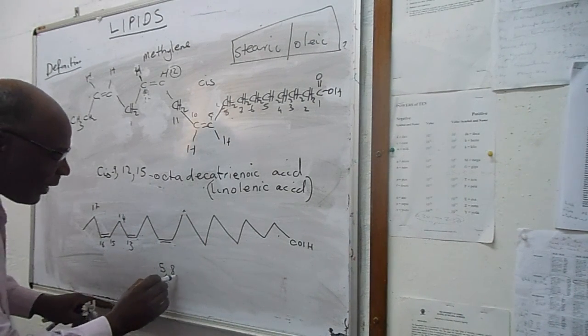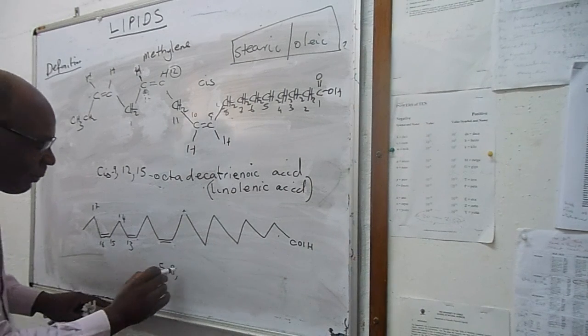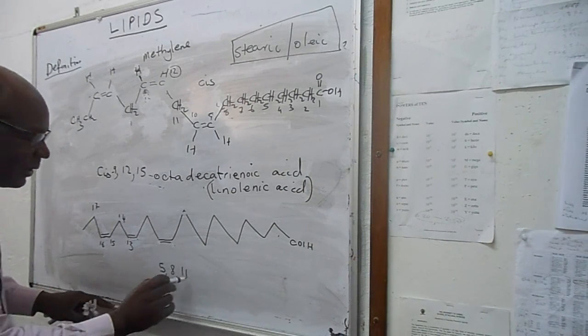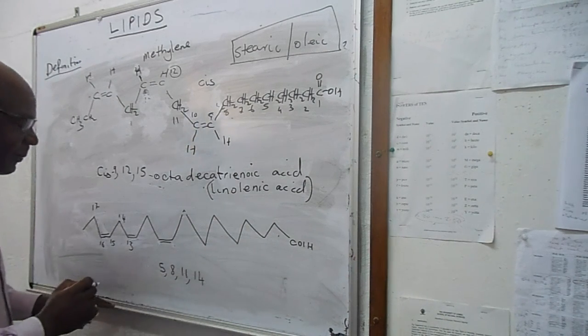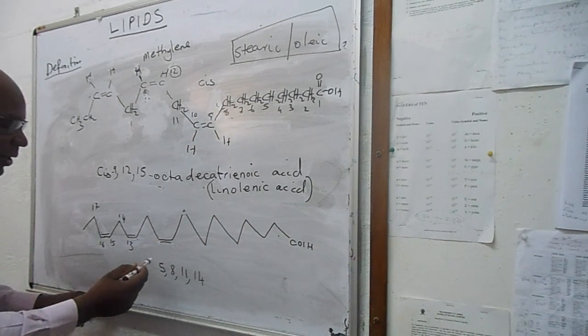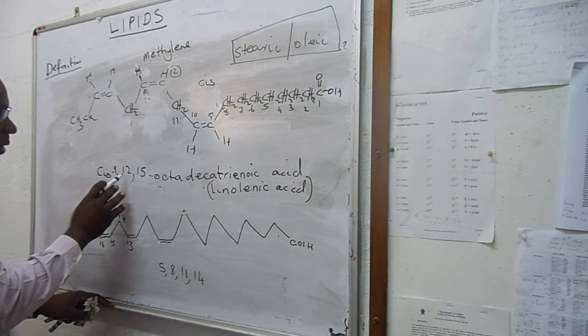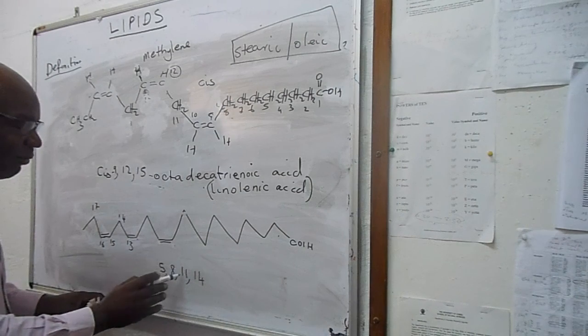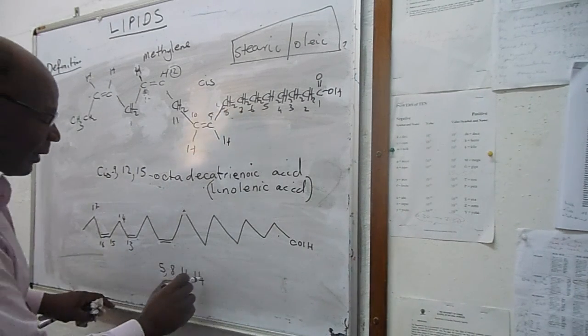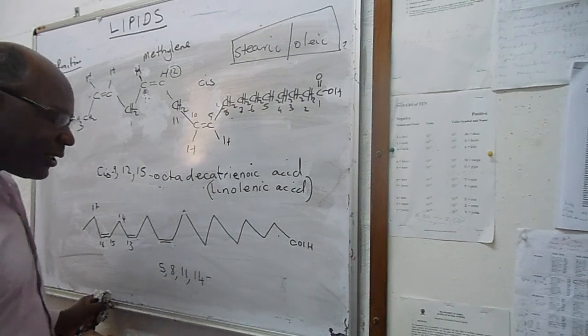At position number 8 there is a double bond. At position number 11 there is a double bond. At position number 14 there is a double bond. In both cases it's 3. 9 plus 3, 12. 12 plus 3, 15. 5 plus 3, 8. 8 plus 3, 11. 11 plus 3, 14. Okay, it has 20 carbons.